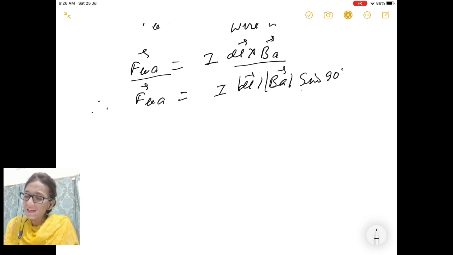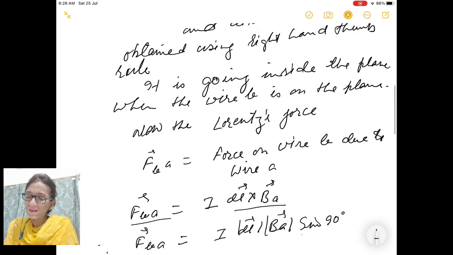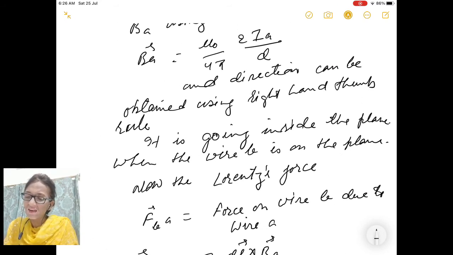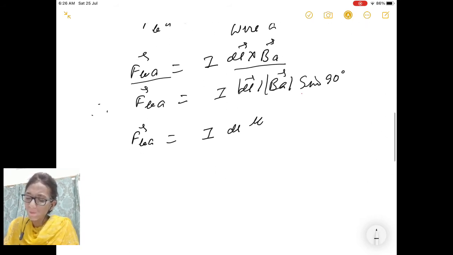Now here the angle is sine 90 degrees, and sine 90 degrees is 1. So F_BA is equal to I, and we should take the length dL, into B_A, which we have written already, mu naught upon 4 pi, 2IA upon D. And sine 90 means 1.